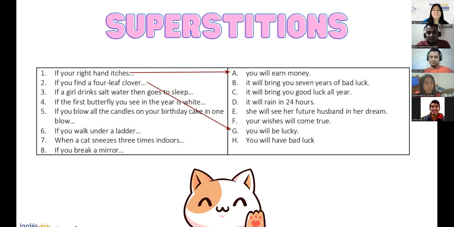Lucky. Okay. Now, this one, I haven't heard about this one, but I read about it and it's a superstition, okay? It says, if a girl drinks salt water, then goes to sleep, the superstition is that she will see her future husband in her dream. That is a superstition. Okay, yeah.